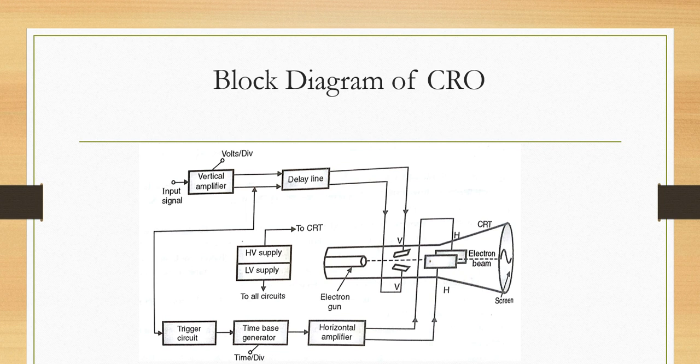Just see the different blocks which are present over here. As I discussed earlier, this is the CRT, which is also called the cathode ray tube, the heart of this CRO. Inside this there are two important systems or plates. These are called the vertical plates, and these are called the horizontal plates.